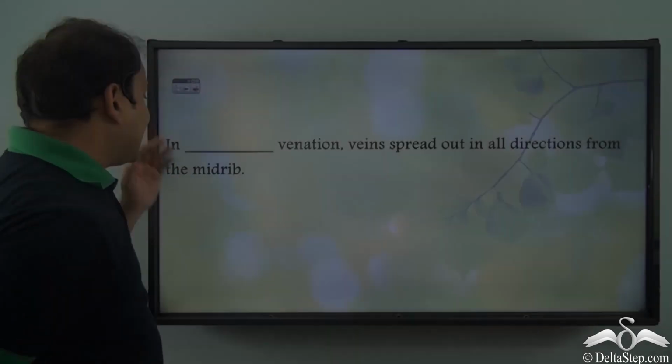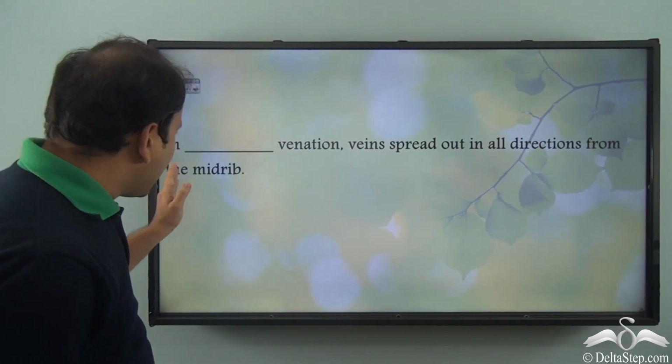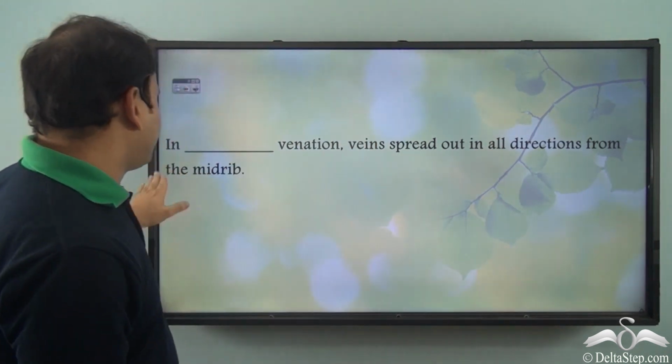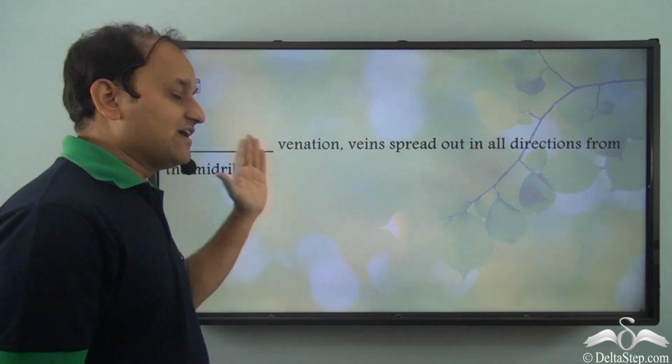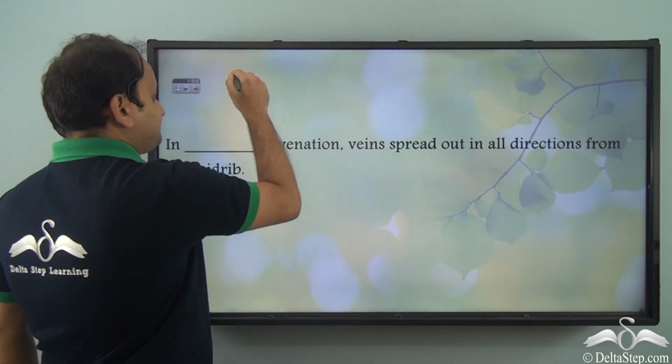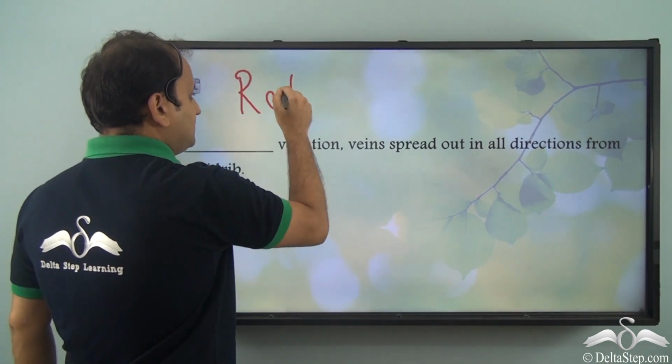Now, can you answer this question? In dash venation, veins spread out in all directions from the midrib. What type of venation is it? Well, it is reticulate venation.